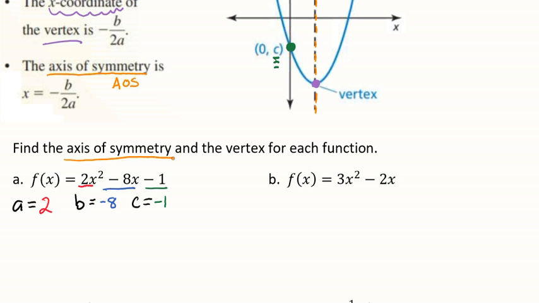Because our axis of symmetry equation, remember the AOS, is the same as the x-coordinate of our vertex, we should do that first. So here we have x equals negative b over 2 times a. If we plug that in, we're going to get x equals negative negative 8 divided by 2 times 2, which is going to give us a value of positive 8 over 4. So we're saying that x is 2. Our axis of symmetry is 2.